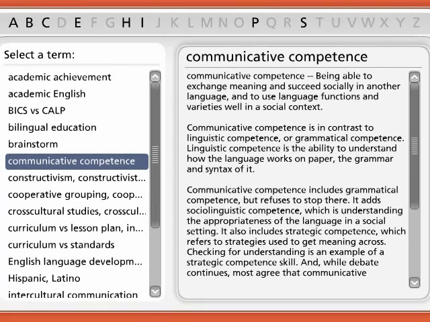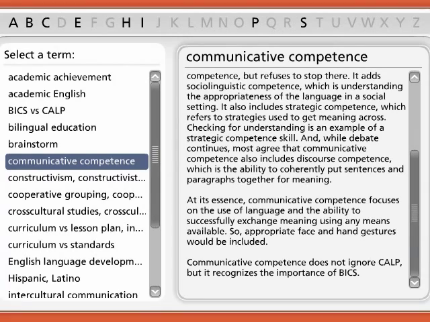It adds sociolinguistic competence, which is understanding the appropriateness of the language in a social setting. So it takes into account things like register. It also includes strategic competence, which refers to the strategies used to get meaning across. Checking for understanding is an example of a strategic competence skill. And while debate continues, most agree that communicative competence also includes discourse competence, which is the ability to coherently put sentences and paragraphs together for meaning.